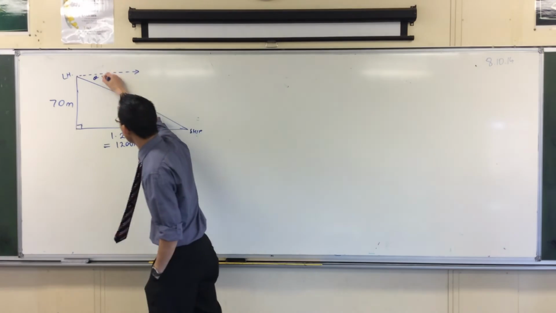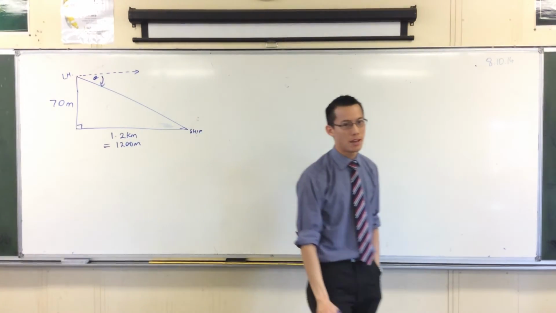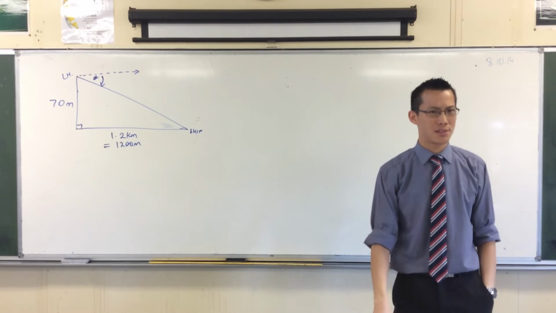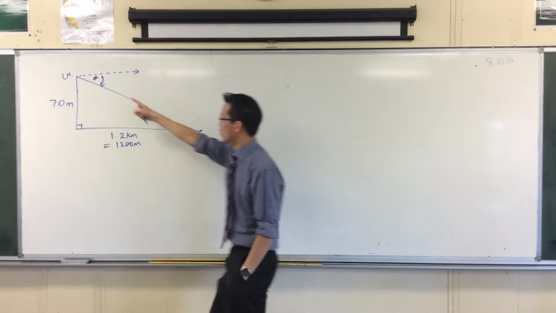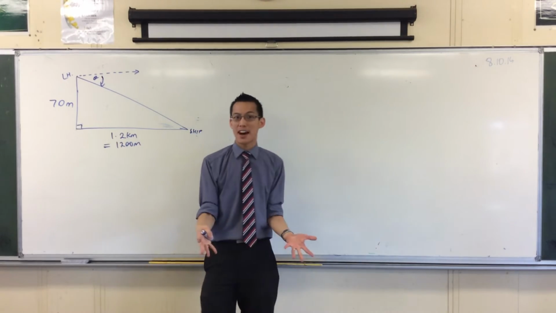Now, I was a bit mean to you in that even though that's the angle up there, actually, even though this is accurate, it's not helpful. Why isn't it? What do we need to do to this? That's not helpful like that. Yeah, I need this angle inside the triangle, otherwise I can't do trig on it.